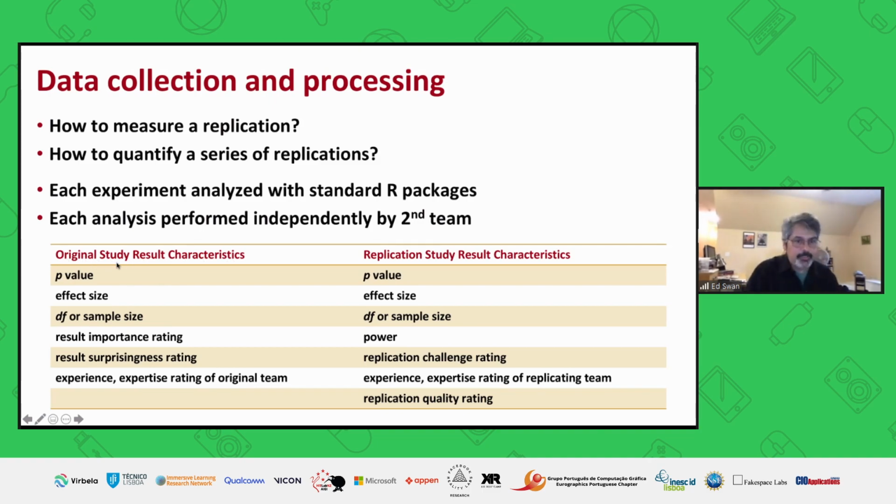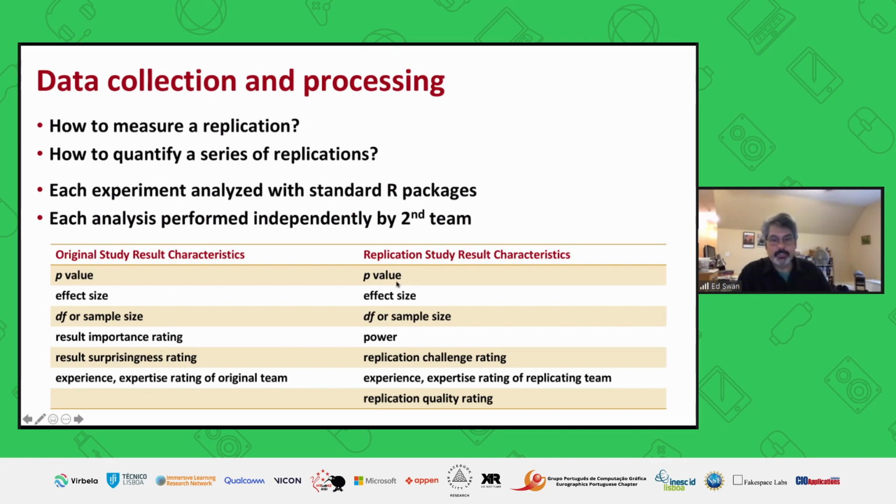So the original study had the following characteristics. The original study had a p-value, an estimated effect size, a sample size, or if it was a repeated measures design, the degrees of freedom, which has to do with the number of subjects and then the number of samples per subject. A rating of the importance of the result. So all of the other participants in this experiment, these 270 people, they said, how important is this result? How surprising is this result? And what is the experience and expertise of the original team? So all of these were rated.